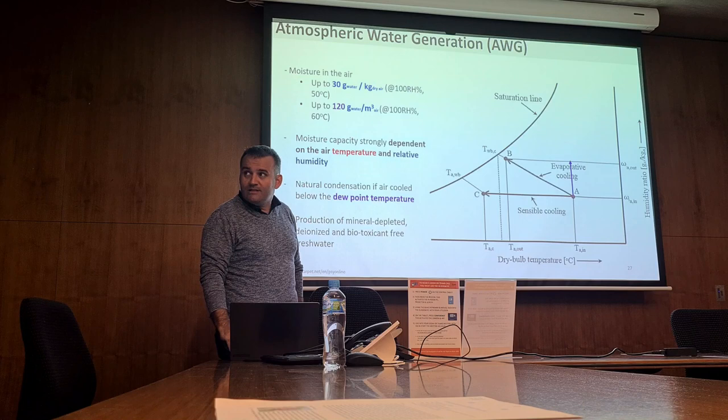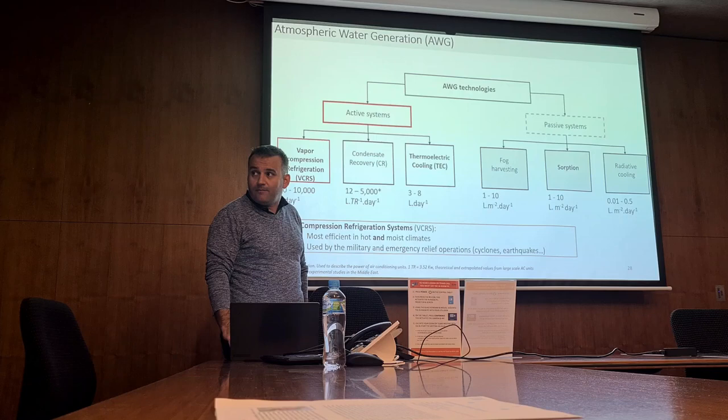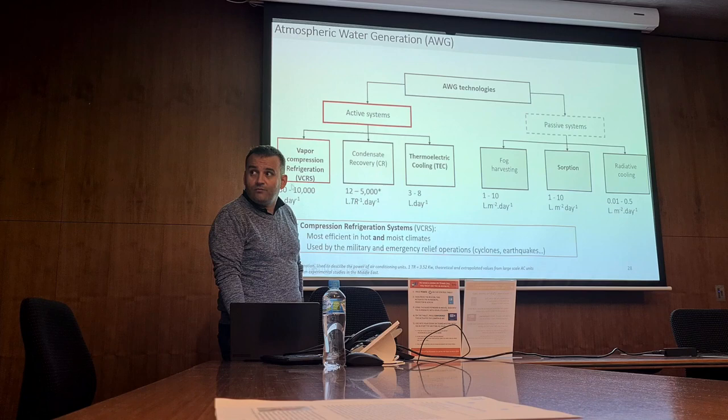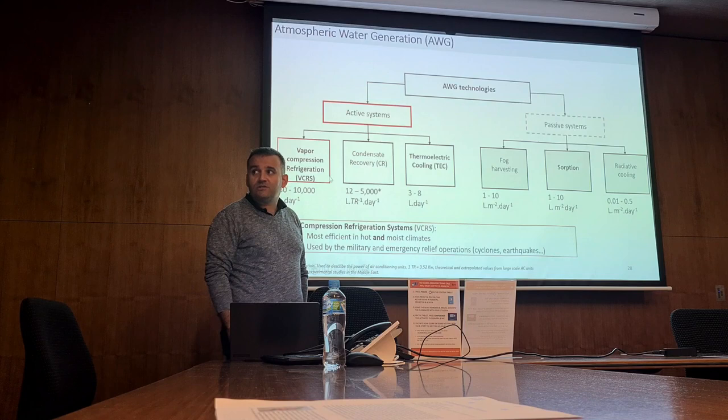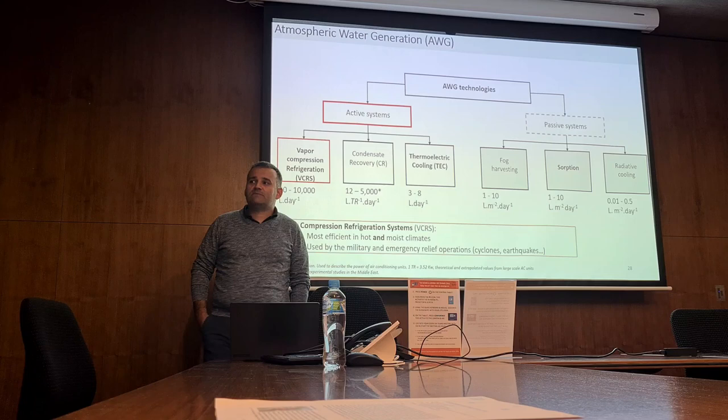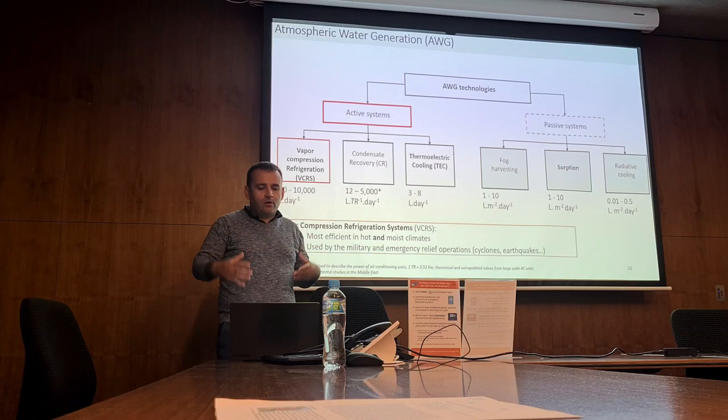I will skip that, just some calculations on how much water is present in the air based on the abacus graph. And just in terms of showing you what is commercially available, right now, the vapor compression refrigeration systems, VCRS, are the most mature systems on the market. I put 10,000 liters per day of production maximum here. Some systems go larger, actually, but you can get them off the shelf in a container the size of a 12-foot container very easily.